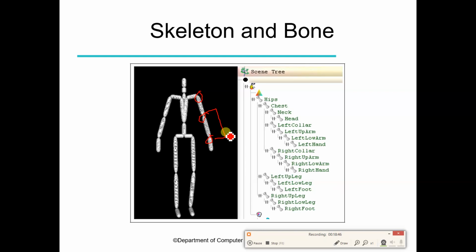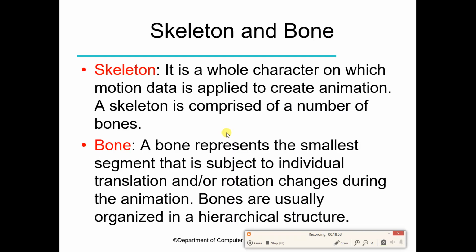So this is the concept of the skeleton. A skeleton consists of bones, and the bones are connected by the joints. A skeleton is a whole character on which the motion data is applied. So actually we have to move this skeleton to create the animation. A skeleton is comprised of a number of bones. A bone represents the smallest segment that is subject to individual translation and or rotation changes during the animation. Bones are usually organized in a hierarchical structure.